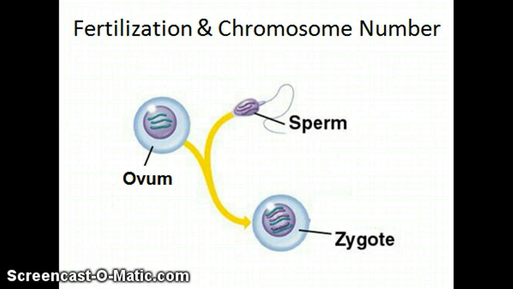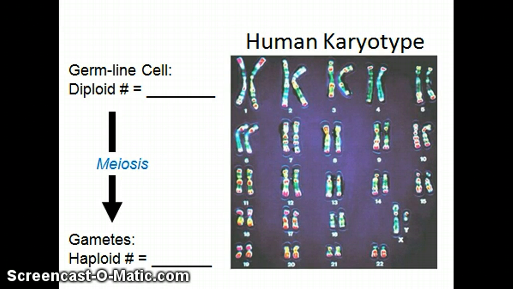During fertilization, the genetic material present in an ovum unites with the genetic material present in the sperm. Therefore, each will contribute half the number of chromosomes to a zygote. In human somatic cells, there are 46 chromosomes, or 23 pairs, shown here in this human karyotype. 46 is called the diploid number because there are two copies of each chromosome.